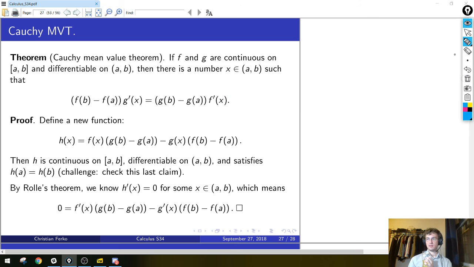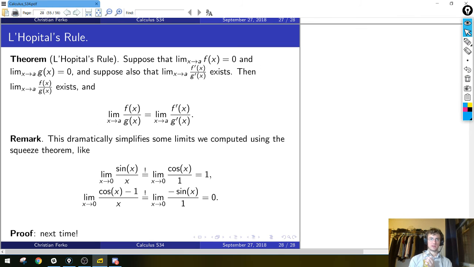Okay, very good. So I will end on this. This is what we will prove next time, but it was the motivation for developing this theorem. So this is a very powerful theorem called L'Hopital's rule. What's the statement of the theorem? So the theorem is this.